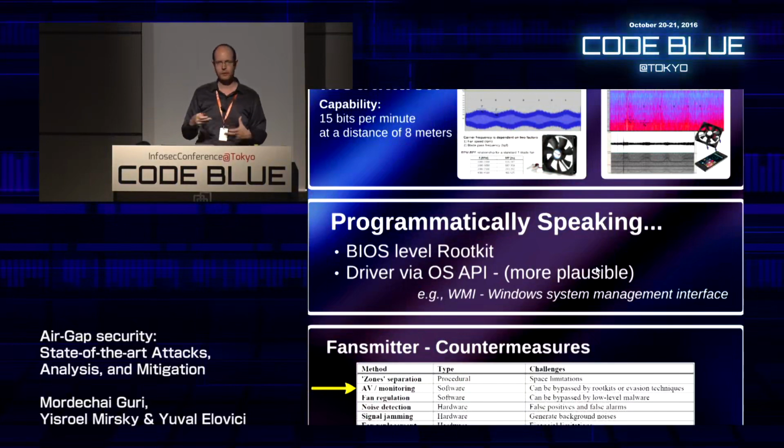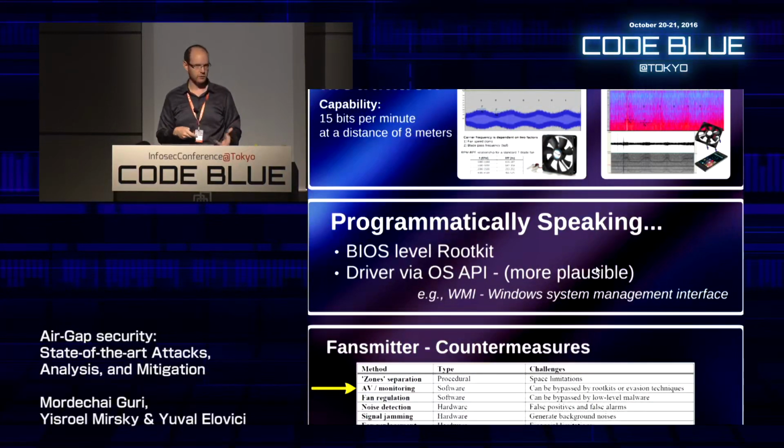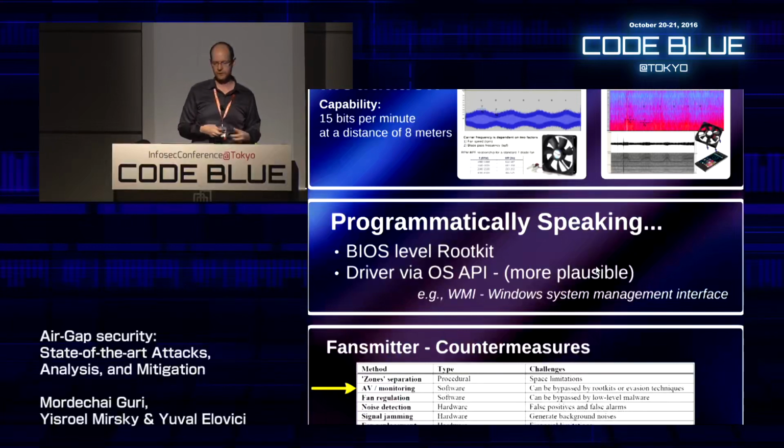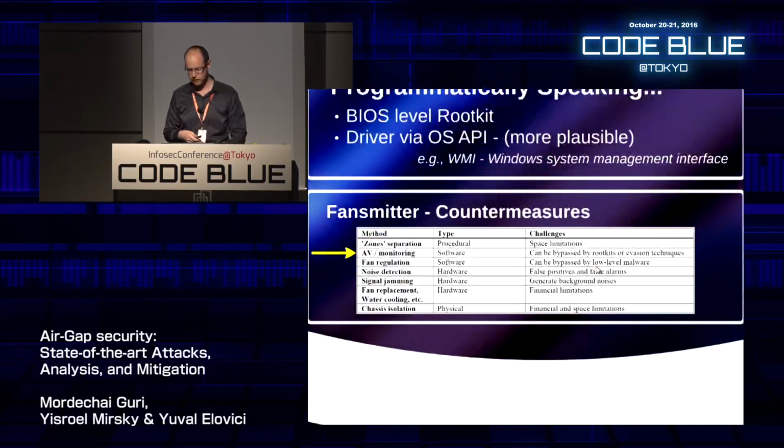So how do you do that programmatically? You can affect the BIOS: the malware can try and affect the fan speeds from within the BIOS, or you can just do it through the driver, through the operating system's API, which is a lot easier. For example, in Windows, you can use WMI, Windows Management Instrumentation.